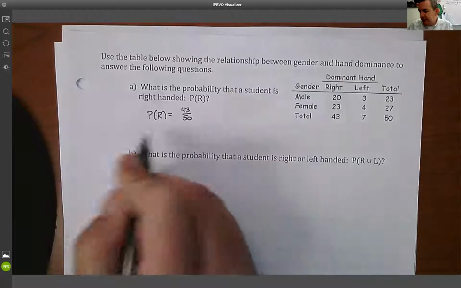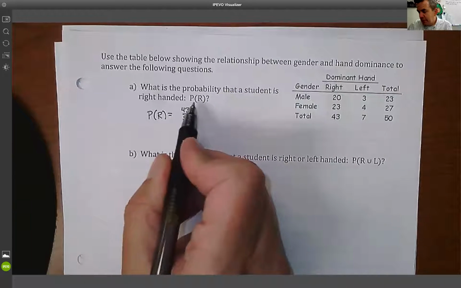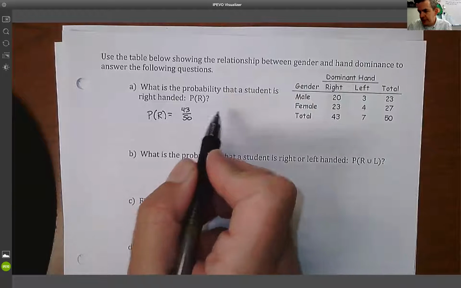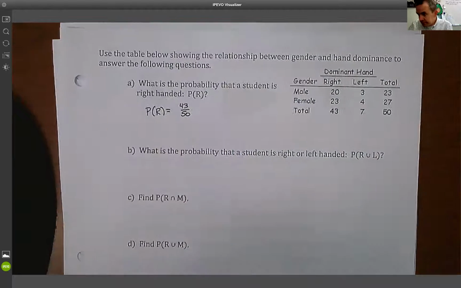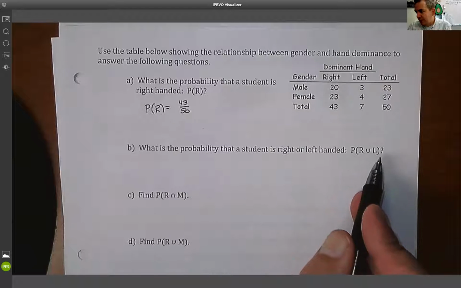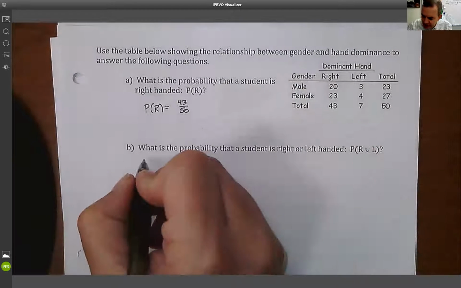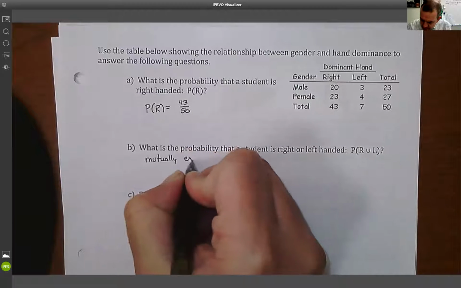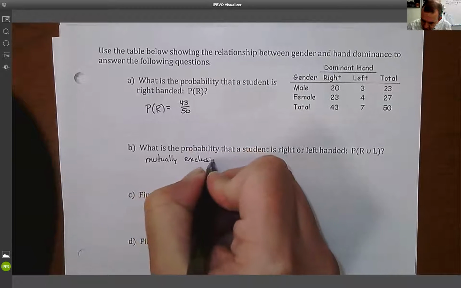Again, it's a complete sentence: probability, right? Use that probability notation, equals 43 out of 50. We don't simplify it. We don't turn it into a decimal, 43 out of 50. What is the probability that a student is right-handed or left-handed? Well, this is that thing where we're talking about a mutually exclusive thing. If you look at this, this is the mutually exclusive rule.